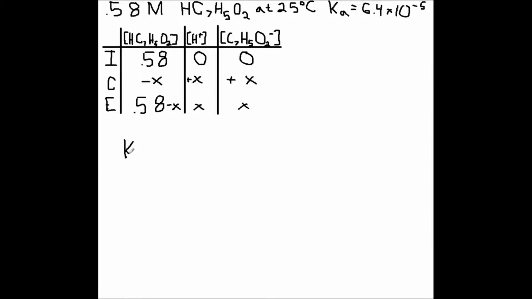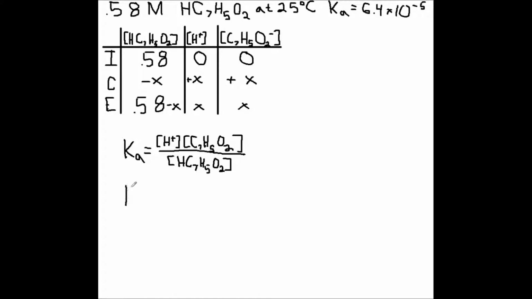You then use that information to set up an equilibrium expression. So you have Ka equaling the H+ concentration on top, as well as the C7H5O2 minus concentration on top. Those are the products. And then on bottom you have the reactant, which is just the acid, HC7H5O2, that concentration goes on bottom.